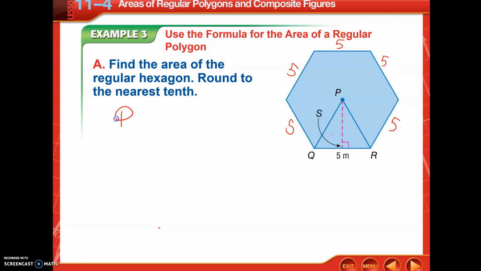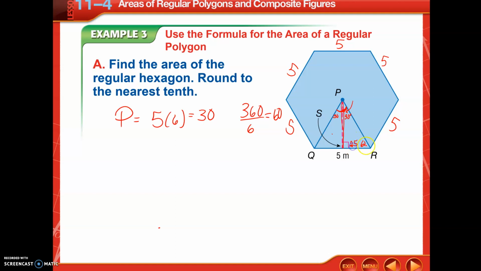So my perimeter is 5 times 6, because there's 6 sides, or 30. So we have that. We need this apothem length. My central angle right here is 360 divided by 6, because there's 6 sides, so I get 60. And this angle then right here, each side here would be 30 degrees. So I have this 30, 60, 90, and this half would be 2.5.